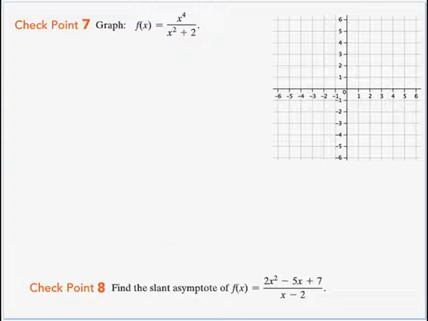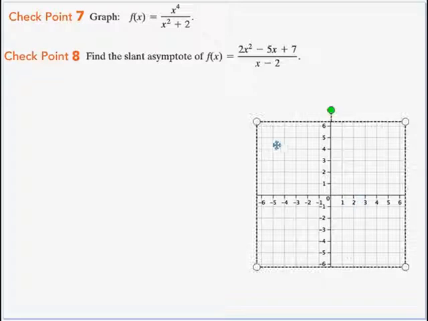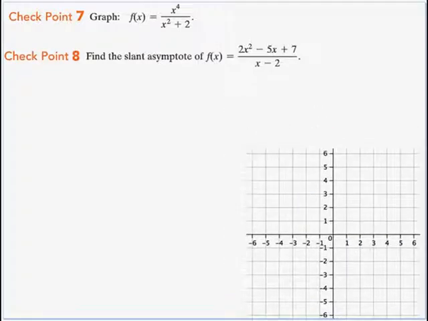For this one, it does say find the slant asymptote. And what the heck, let's graph it a little bit too. Why not? First, I can obviously see I'm going to have a vertical asymptote at x equals 2, because 2 minus 2 is 0. So here we would have our vertical asymptote.